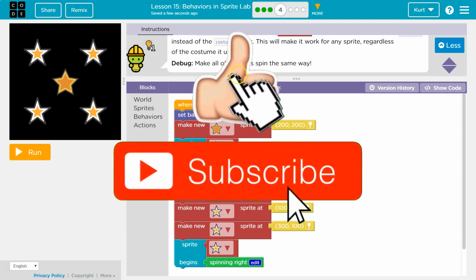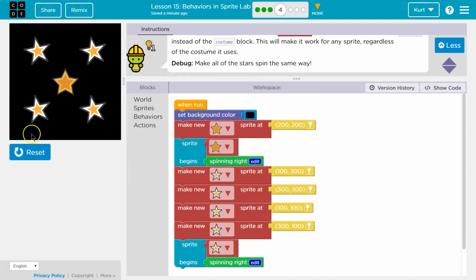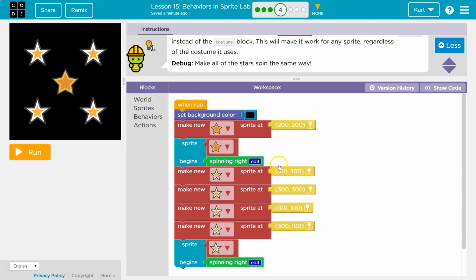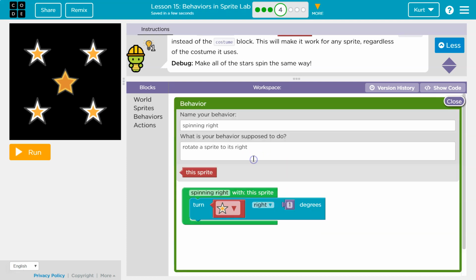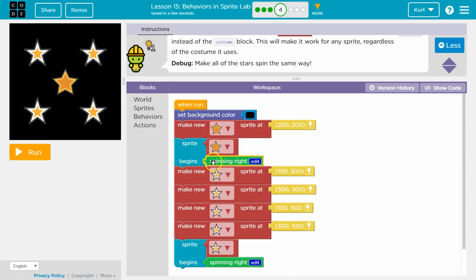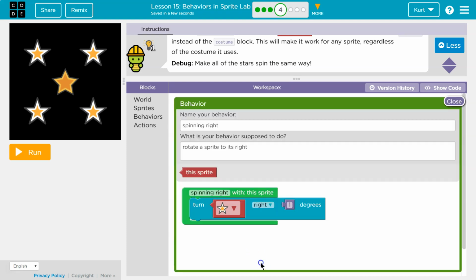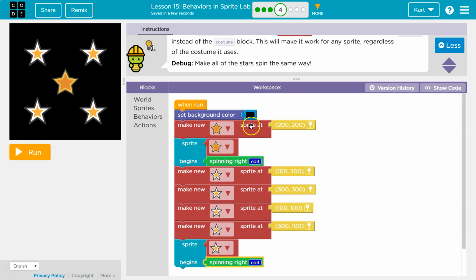Debug. Make all the stars spin the same way. Okay, let's see. This guy's left out. Alright, so what's happening? It says to edit the spinning right block, so let's take a look. And notice, by the way, look, it's used here. Where else is it used? Right here. Okay, so we're using it twice.